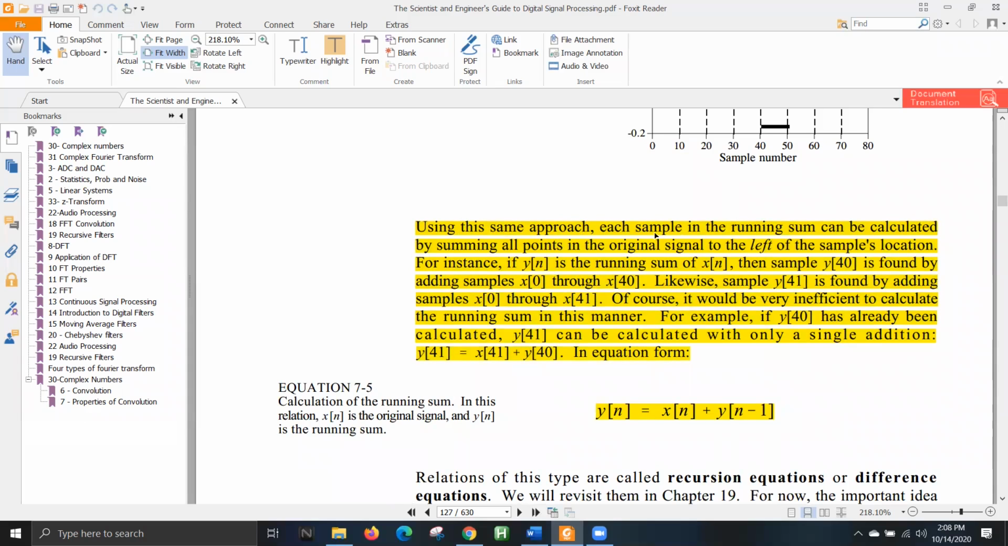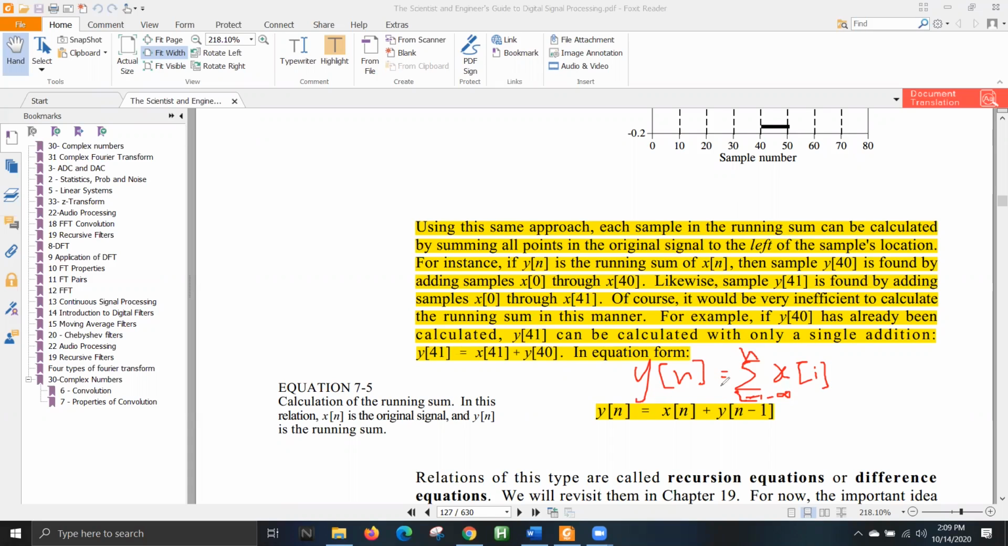So using this approach, each sample in the running sum can be calculated by summing all points in the original signal to the left of the sample's location. So the basic equation would have been something like this originally. It should have been y[n] calculated by using all the x[n] values before this, so i equals minus infinity to n. That means before the nth point, we will have to use all those points, sum them up to get this particular value of y[n].